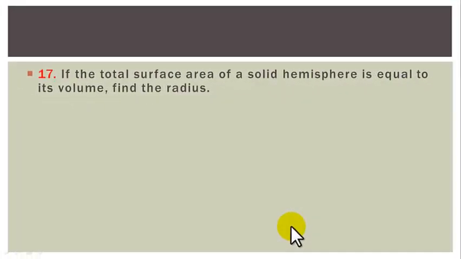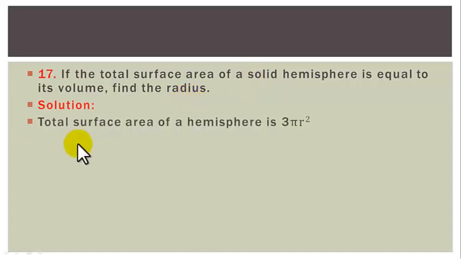Question 17. If the total surface area of a solid hemisphere is equal to its volume, find the radius. Solution. We know that the total surface area of a hemisphere is given by 3 pi r squared, where r is the radius. And the volume of a hemisphere is given by 2 over 3 pi r cubed.